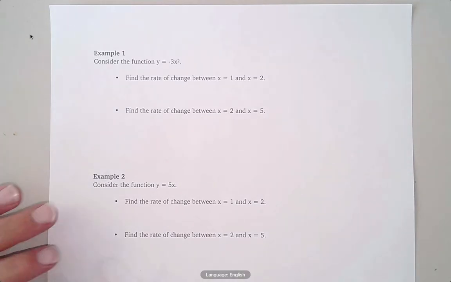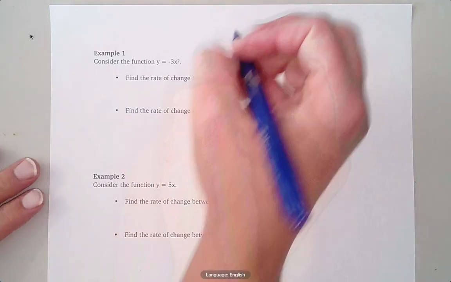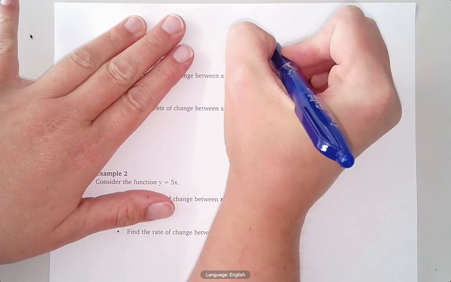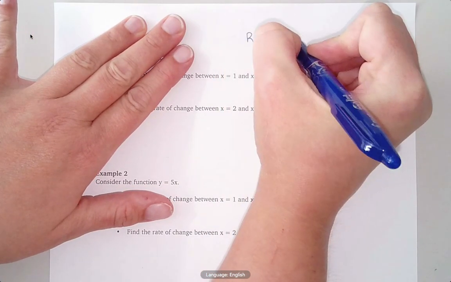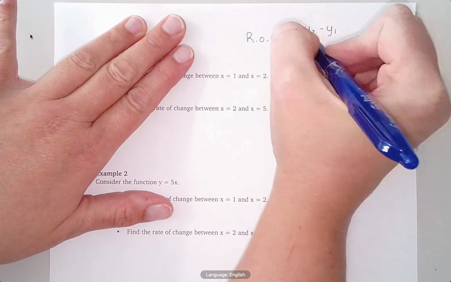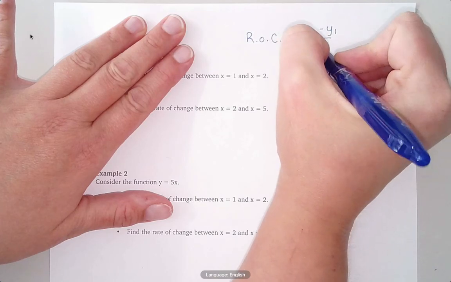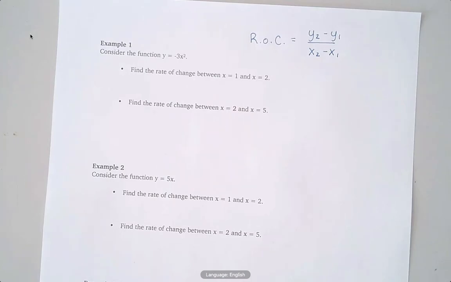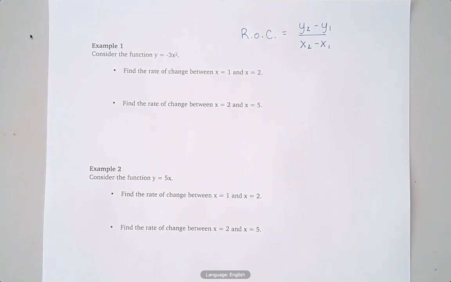We wrote the definition down for rate of change already, but I just want to remind you that rate of change is always found by doing y2 minus y1 over x2 minus x1. And if that looks familiar to you, it should. That's the calculation for slope. That's how we calculate slope with a linear equation. Slope is a rate of change. That's exactly what slope is meant to measure.